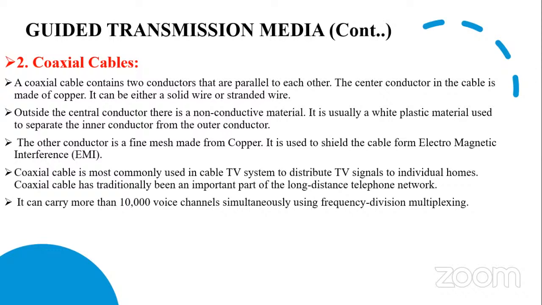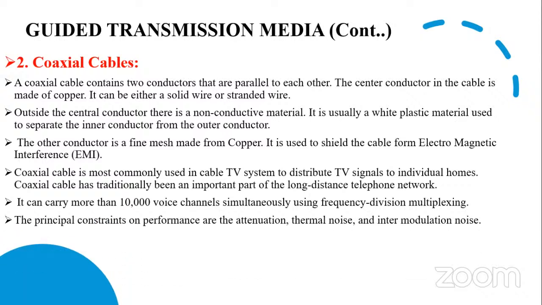This topic on frequency division multiplexing is really interesting. I don't know whether you have this topic or not. So a single coaxial cable will carry 1,000 voice channels simultaneously. The principal constraints on performance are the attenuation, thermal noise, and intermodulation noise.